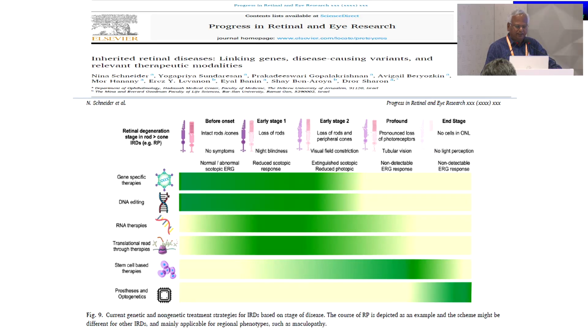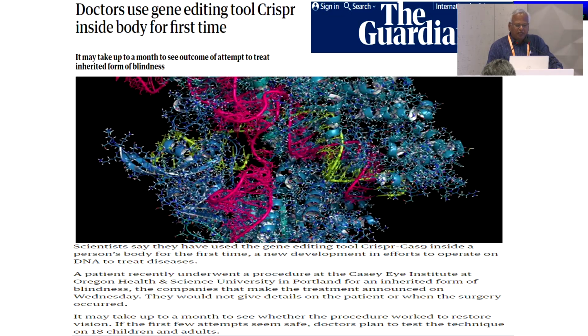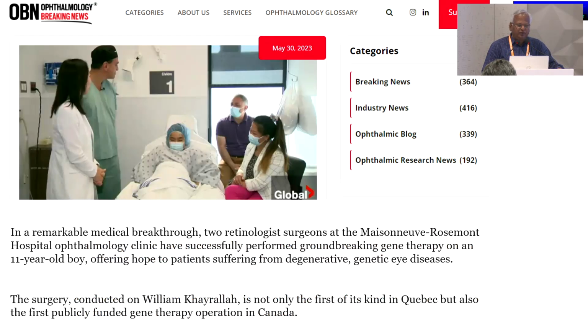If so, definitely you can provide hand movement vision for the patients. That's what they're emphasizing. Now, these are the current genetic and non-genetic treatment strategies going on right now. And then obviously people are using CRISPR. This is a very recent report from Canada. I think they are treating a patient with LCA using CRISPR. They are correcting it, and I think the child is getting better and the visual acuity is improving.